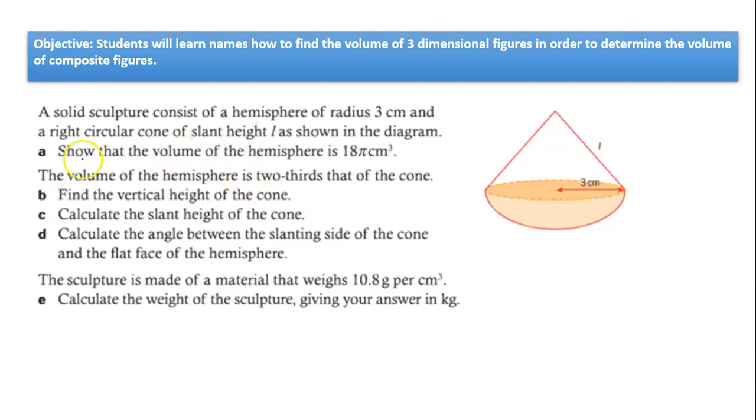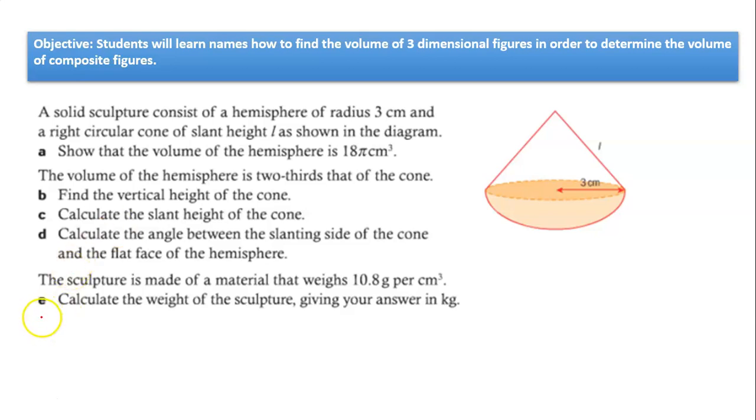Here, last question. A solid sculpture consists of a hemisphere of radius 3 centimeters and a right circular cone of slant height L, as shown in the diagram. Show that the volume of the hemisphere is 18 pi centimeters cubed. So we're going to pretend like we don't know that it's going to be 18 pi centimeters cubed. How I go about this is I just figure out the volume of the hemisphere, and if I get 18 pi centimeters cubed, that's me proving it.